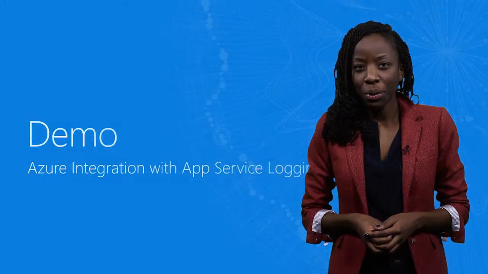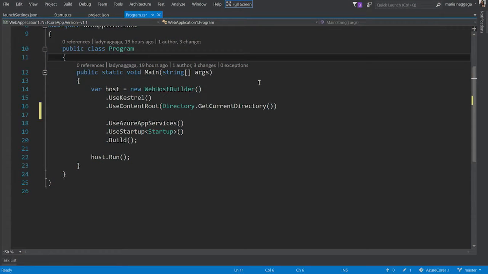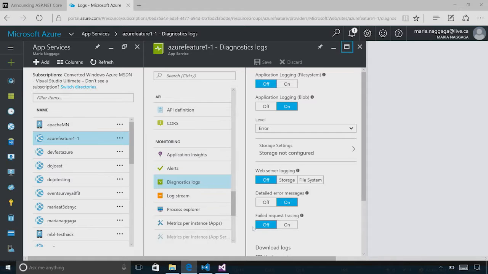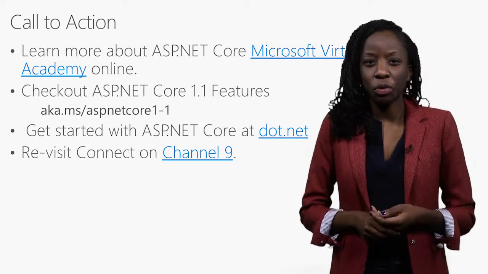So let's have a look at some demos. The next feature I want to show you is the Azure App Service logging. By simply adding UseAzureAppServices, I was able to light up the diagnostics tools in Azure. So let's go ahead and have a look. So this is it working in Azure. By adding in that simple line of code and pulling in the NuGet package, we're able to light up the diagnostic logging within Azure.